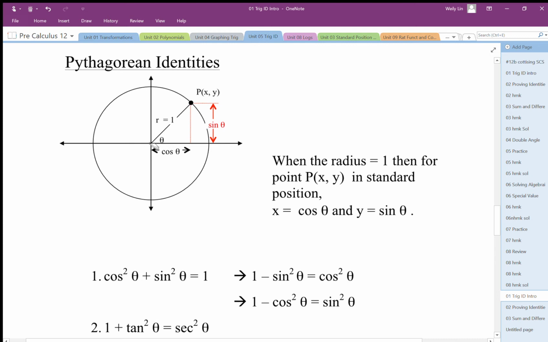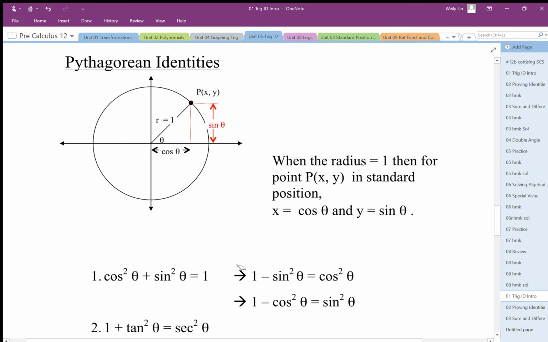Or in other words, if this is a unit circle, cos is the x coordinate position, sine is the y coordinate position, and we end up with cos squared plus sine squared equals 1 squared, or cos squared plus sine squared equals 1. Now these Pythagorean identities can be rearranged to form other Pythagorean identities.